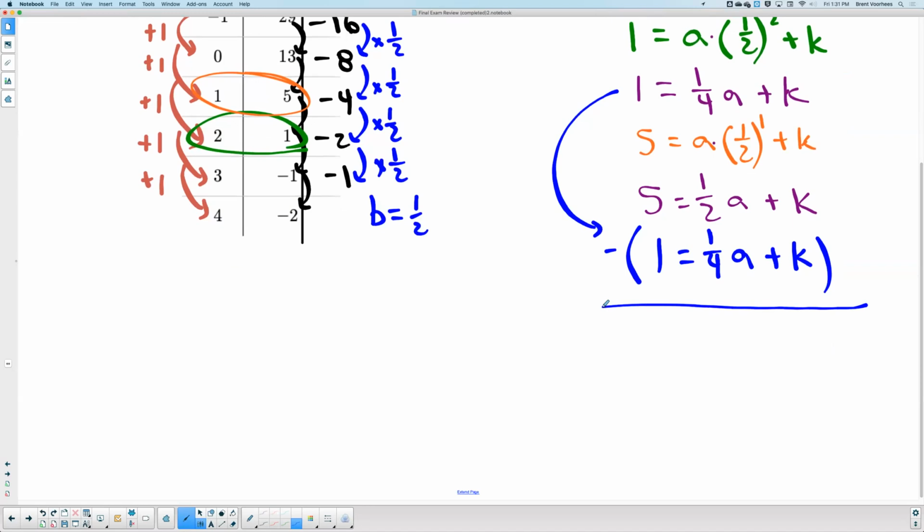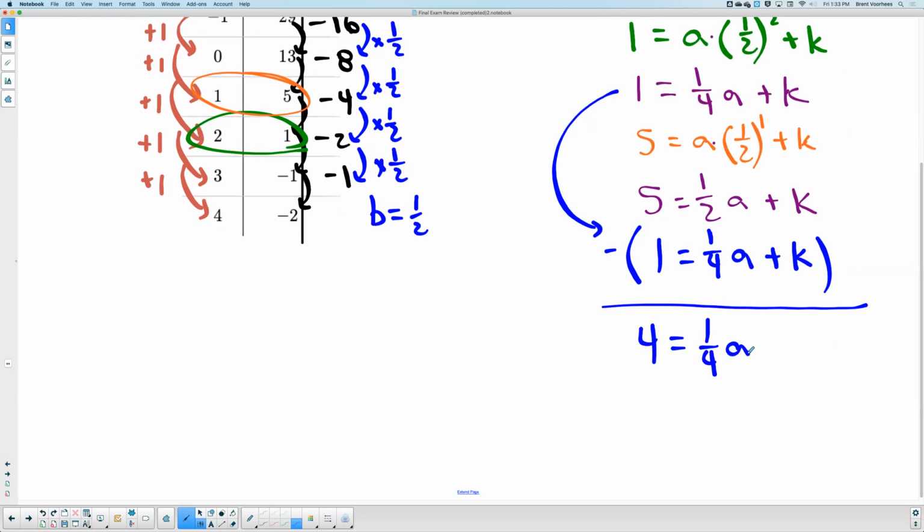So what do we get? What's 5 minus 1? 4. All right, I need you to think here. You have half of an A and you're subtracting a fourth of an A. We could get a common denominator, but if you think of money, this will work. Half is like 50 cents, a fourth is like 25 cents. If you have 50 cents and you lose a quarter, how much are you left over with? A fourth. So 4 equals 1/4 A.